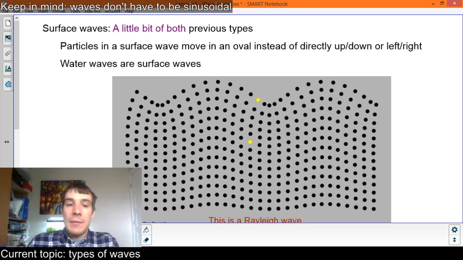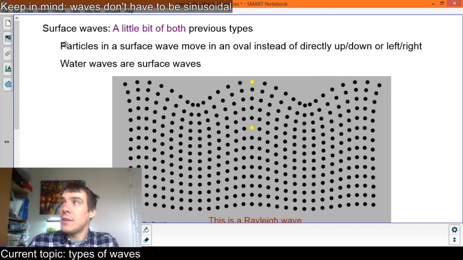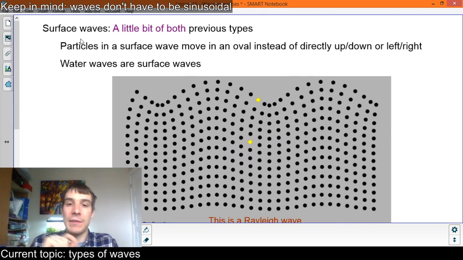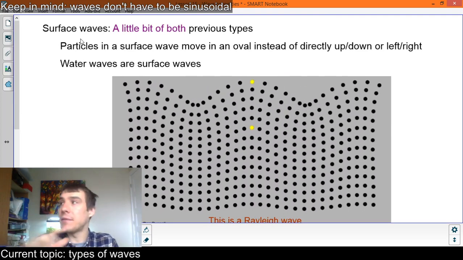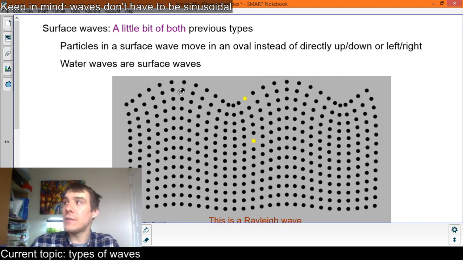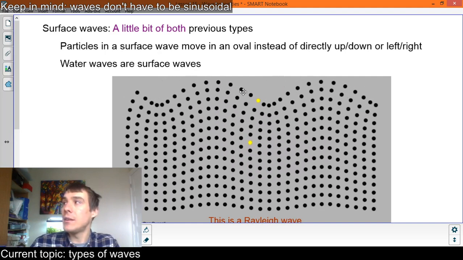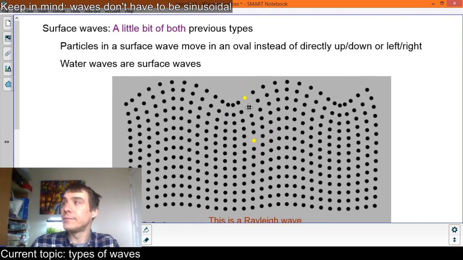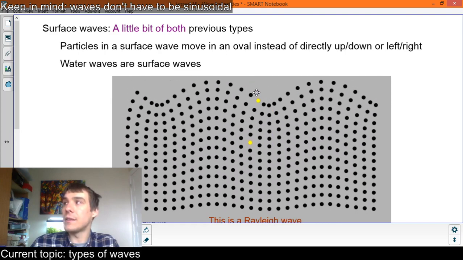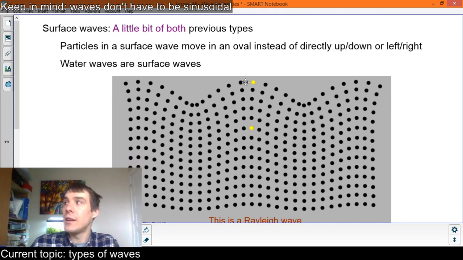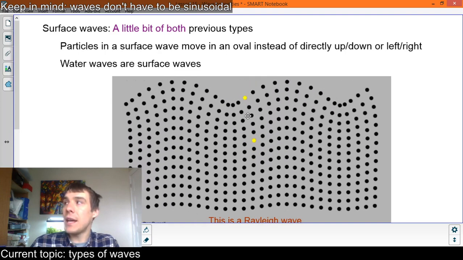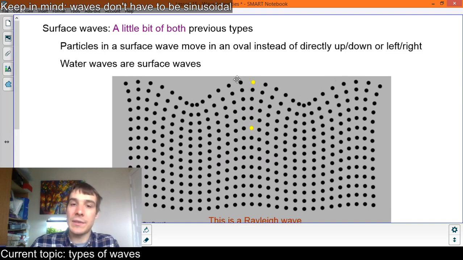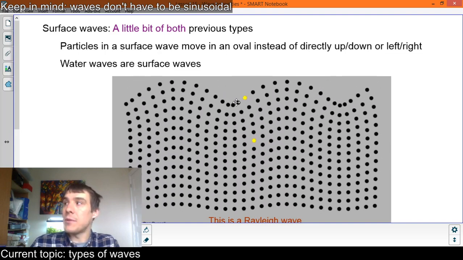Now the other type of wave, remember I said there were three types, is surface waves. And surface waves have a little bit of both. They have a little bit of transverse and a little bit of longitudinal. So here's the direction the wave is going. It's going that way. See it moving that way? And the particles here are moving in kind of like a figure 8. Not a figure 8, sorry. They're moving in a circle. So they're moving a little bit forward and back and a little bit up and down. And that creates a surface wave. It's got a bit of both.